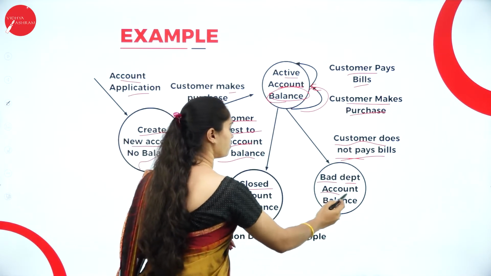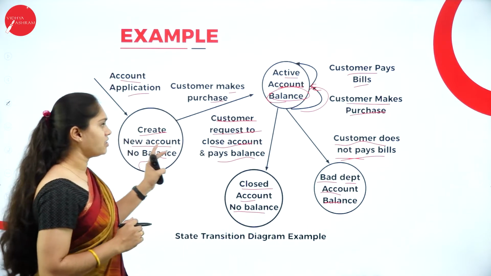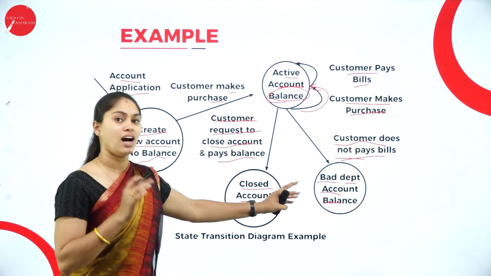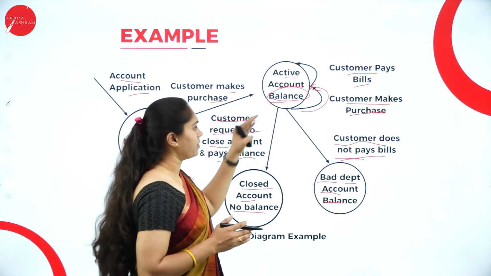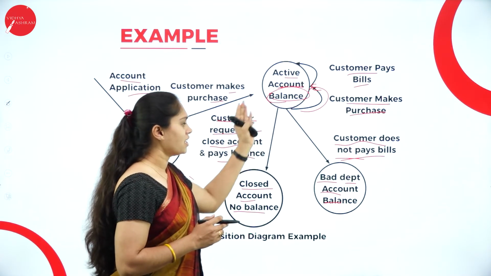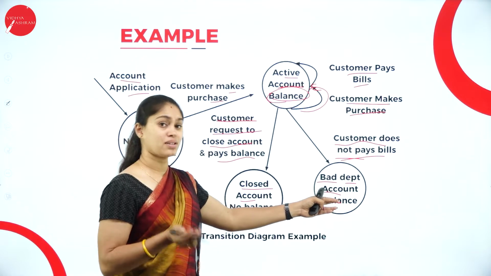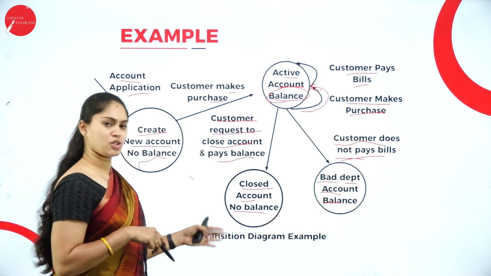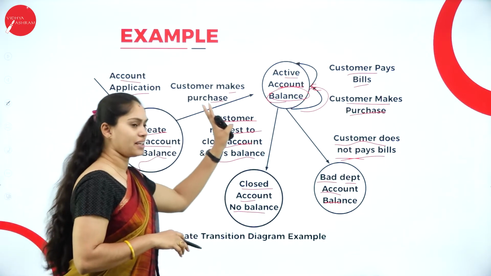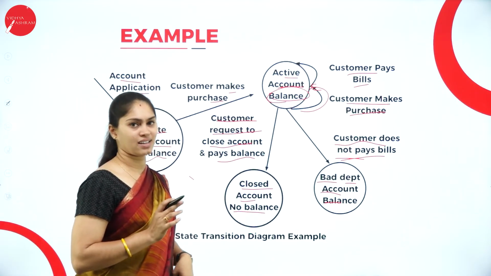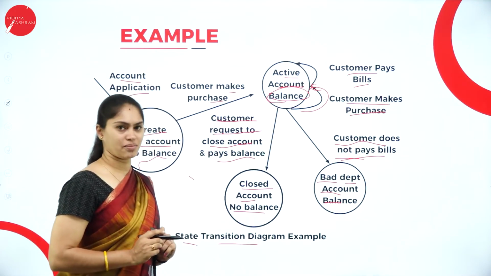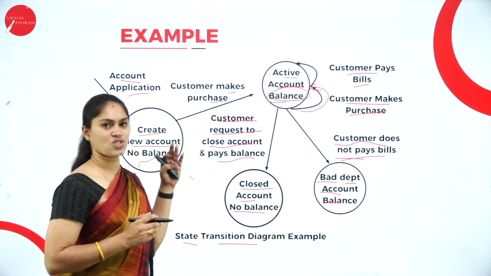Bad debt account balance. So this is how one state transitions to another state when a certain event occurs. When they are able to pay the bill, the customer can make one more purchase. If they are not able to, that comes under bad debt. If they want to close, then this will happen. So all these states change from one state to another when a certain event occurs. This is what we call a state transition diagram, and this comes under structured analysis.